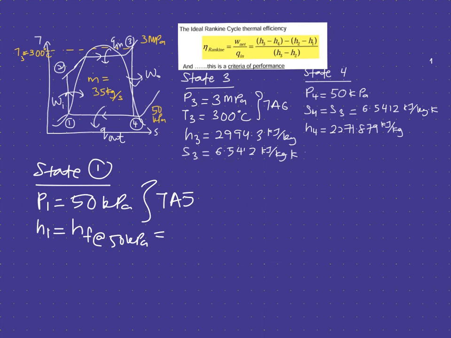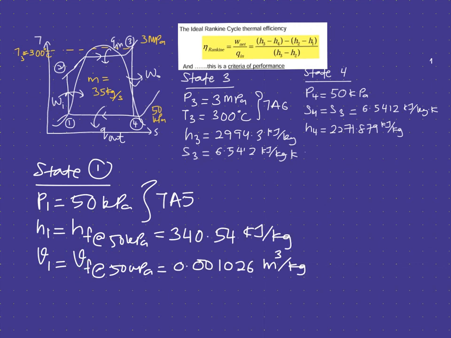Another value that will be used in solving for the next state, which is state 2, is your specific volume at 1, which is again read at the liquid state of 50 kilopascal. So for both values you can directly obtain them from your property table, table A5, at liquid condition. So the next step is to find your state 2.